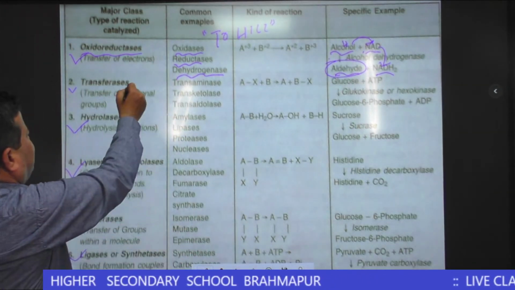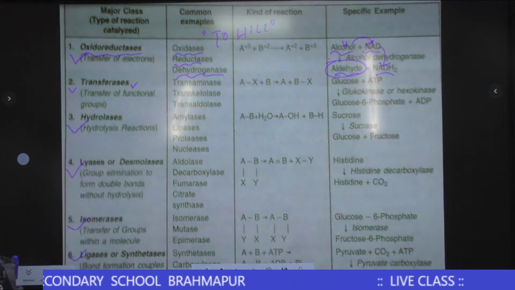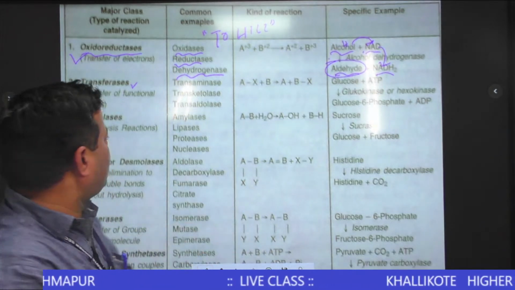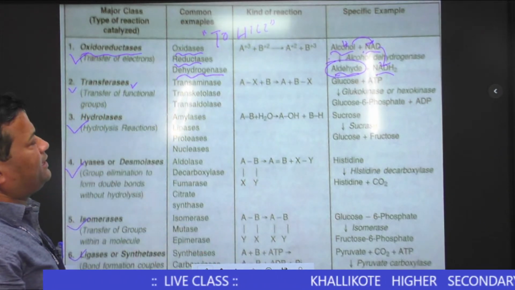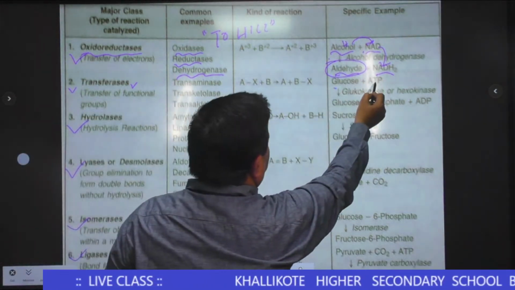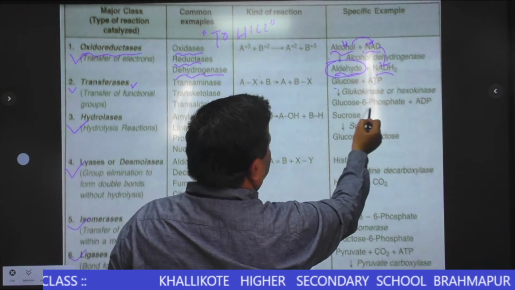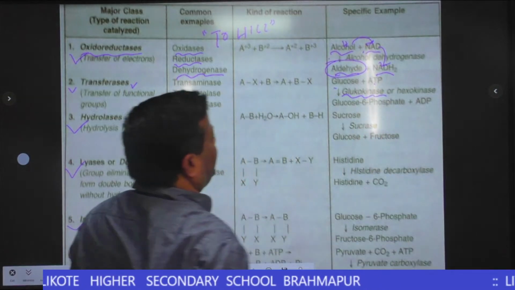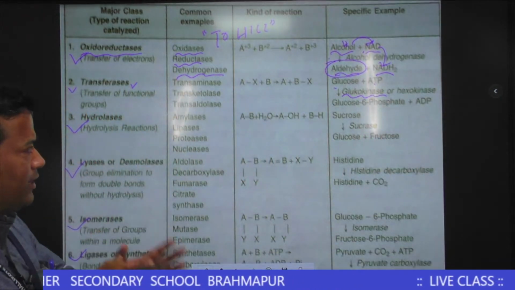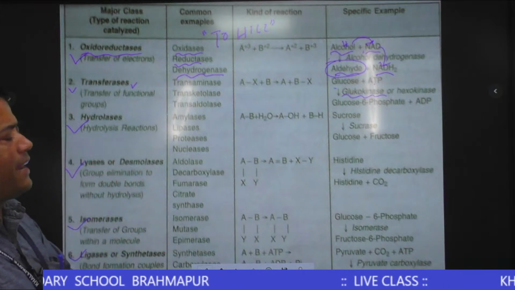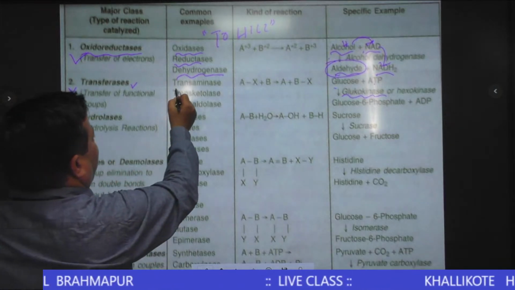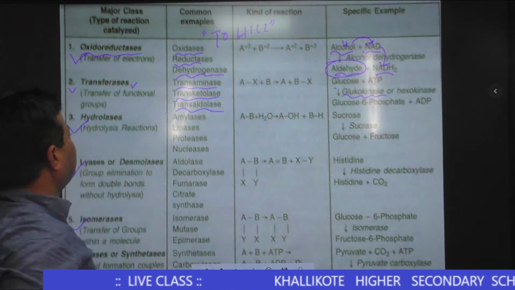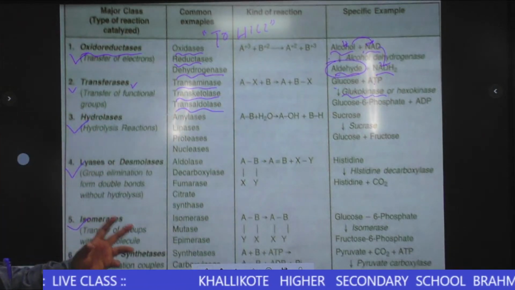Similarly, the second type is transferase enzyme. Those enzymes transfer a group from one compound to another compound, so they are called transferase enzymes. Here glucose plus ATP gives rise to glucose 6-phosphate plus ADP in presence of the enzyme glucokinase or hexokinase. Hexokinase is a special type of transferase enzyme, as are transaminase, transketolase and transaldolase. They are the transferase enzymes.